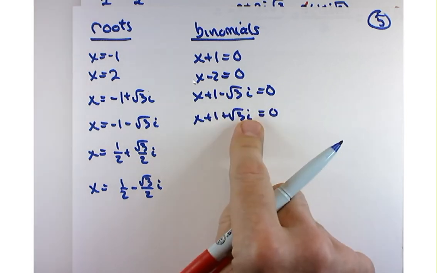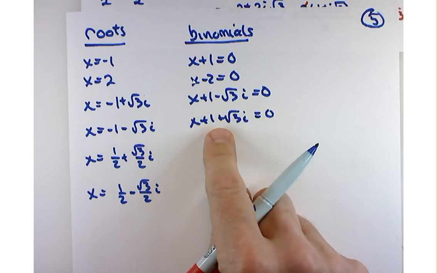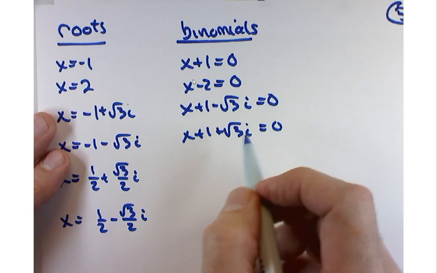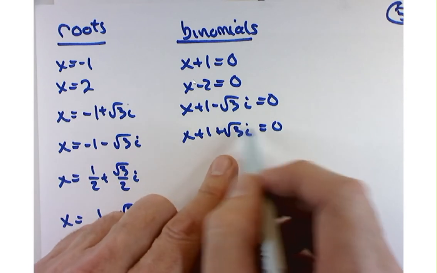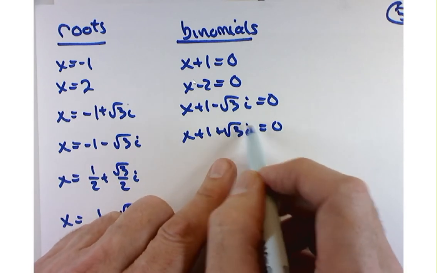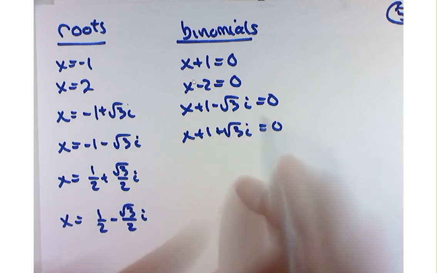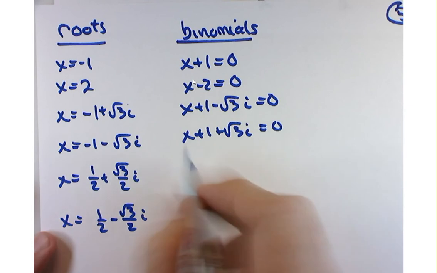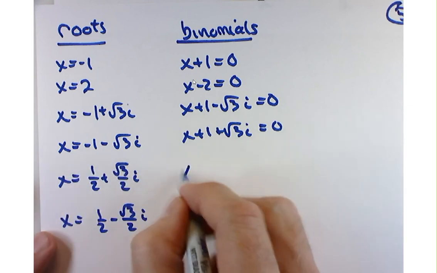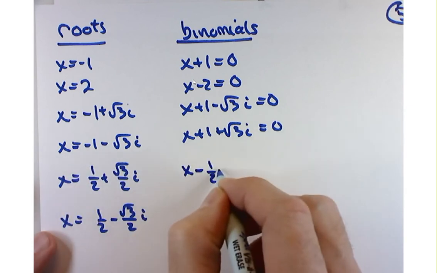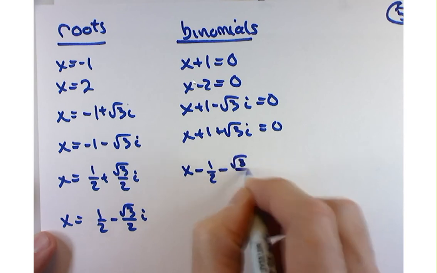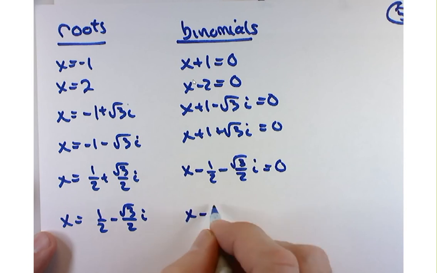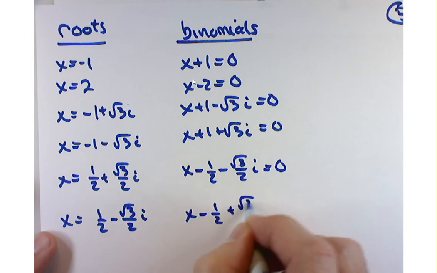You can write the i in front. Actually, I kind of prefer it out in front because you could accidentally get a little sloppy and draw that square root over the i. That's not going to happen in this course. Let's do the same thing here. This is going to be x minus 1/2 minus the square root of 3 over 2 times i. Finally, x minus 1/2 plus the square root of 3 over 2 times i.